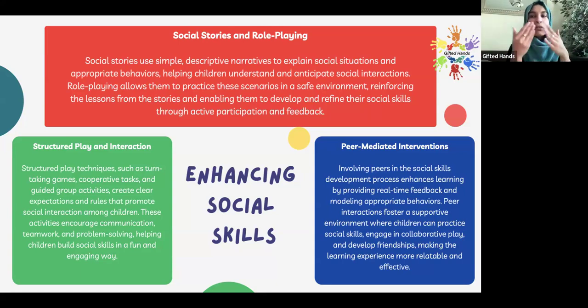Right? So again, this depends on the child you're working with and the child's diagnosis as well. Of course, understanding level also has to be there, because you have to be able to explain as per the child's understanding level. If you explain something complex to a child who has simple understanding, it's just going to be a waste. Then we have structured play and interaction.